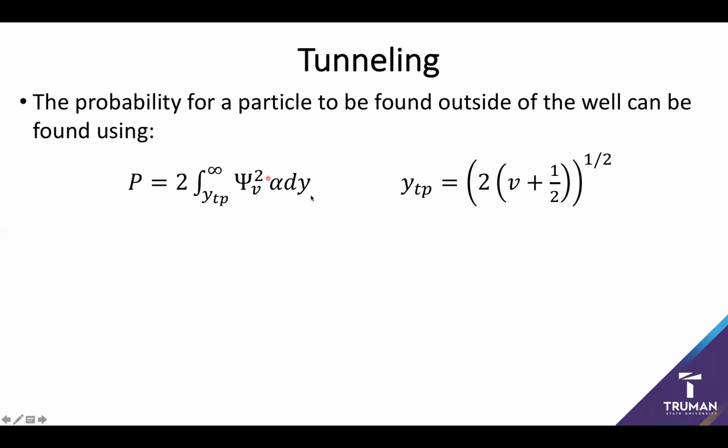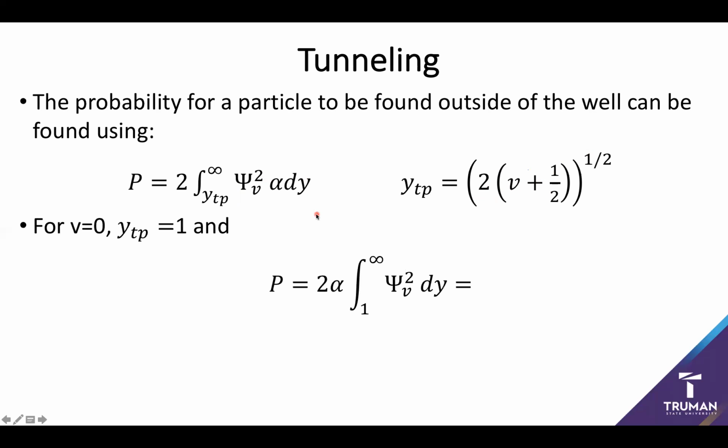So let's go ahead and do the example for a simple form. So let's take for the ground state, v equals 0. So under v equals 0, well, this whole function is 0. 2 times 0 is 0. Square root of that is, well, v is 0. This is 1/2. 2 times 1/2 is 1. Square root of 1 is still 1. So for our ground state, our classical turning point is 1, which is going to be a very useful feature.